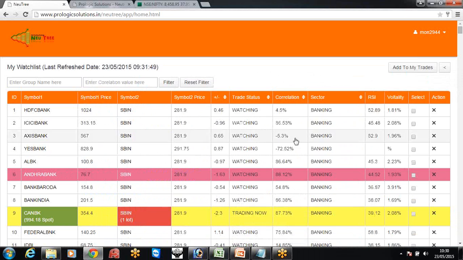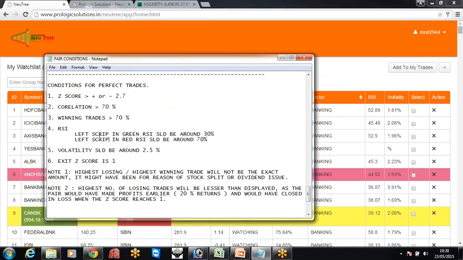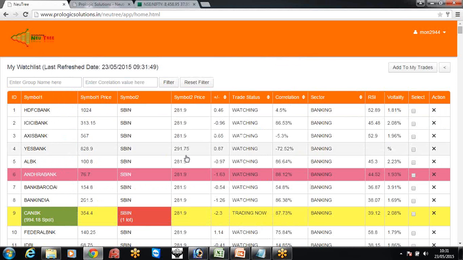And apart from this, we have the sector, that is the banking. We have the RSI. RSI should always be, we have certain condition here. I will show you that. The RSI, in case the left script is in green, I'll come back to this again. I'll show you a real trade.